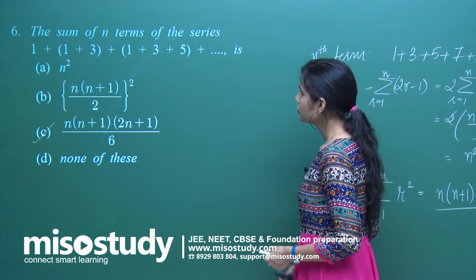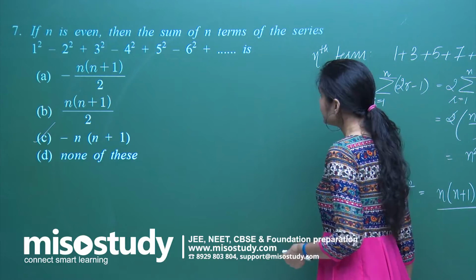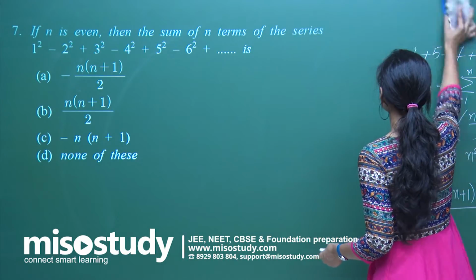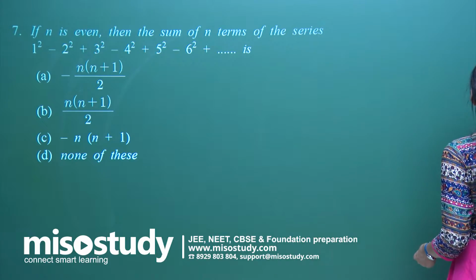Now we have the next question in the list. It says if n is even, then the sum of n terms of this series is what? So n is even. Now please observe the very expression carefully.